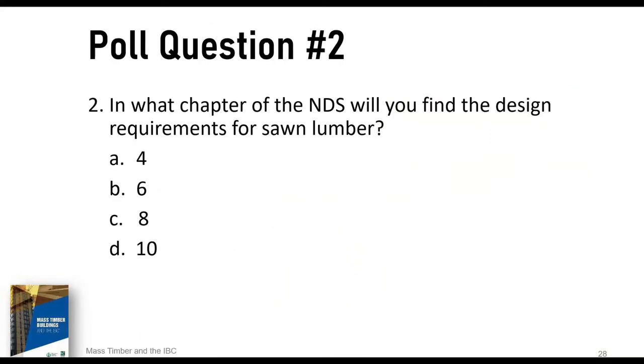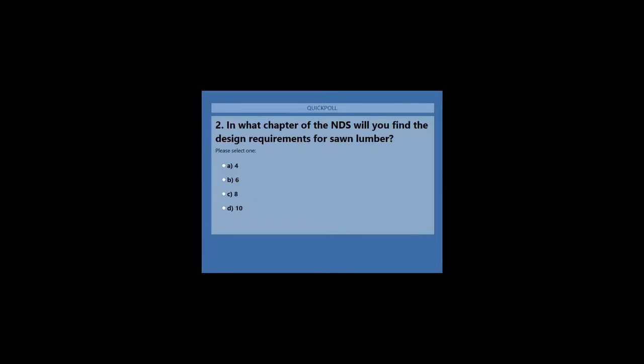Our second poll question. Okay, I'll launch the poll. And the question is, in what chapter of the NDS will you find the design requirements for sawn lumber? And the options are A, Chapter 4, B, Chapter 6, C, Chapter 8, and D, Chapter 10. Okay, a little bit more for those that are still wanting to participate.